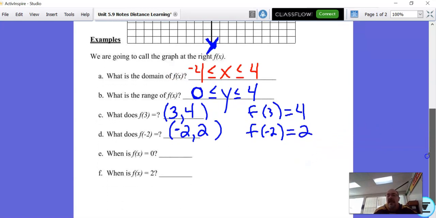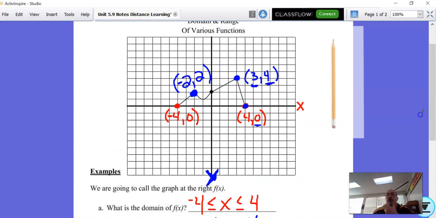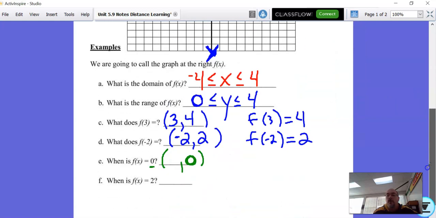Now you'll notice this next one says, when f of x equals 0. When is f of x equal to 0? That's telling me the y value is the 0. So let's go back up here and take a look. Oh, I've got two of them. Here the y value is a 0, and here the y value is a 0. So there's two answers to that, negative 4 and positive 4.